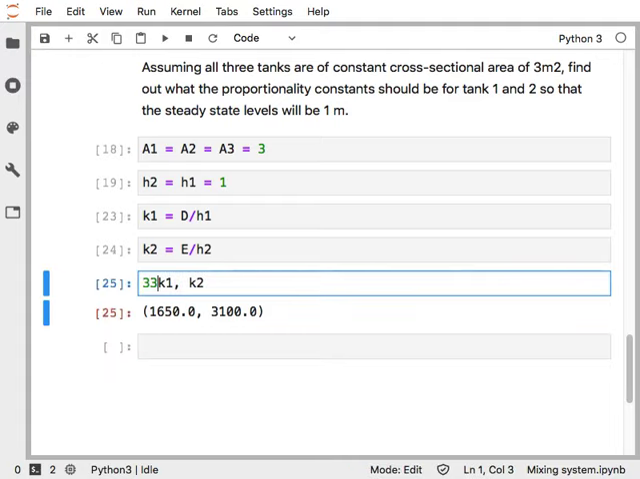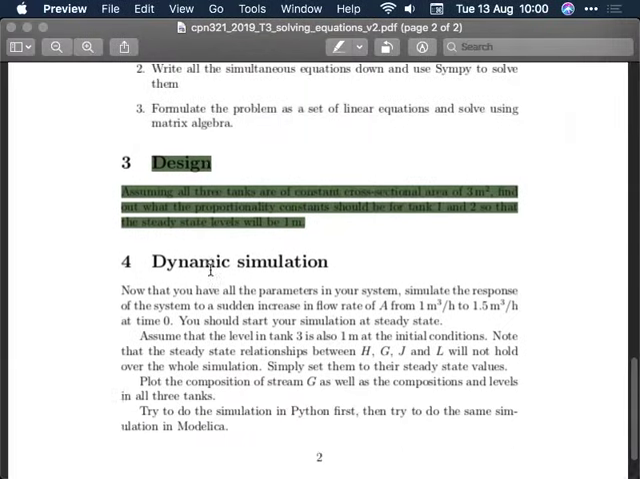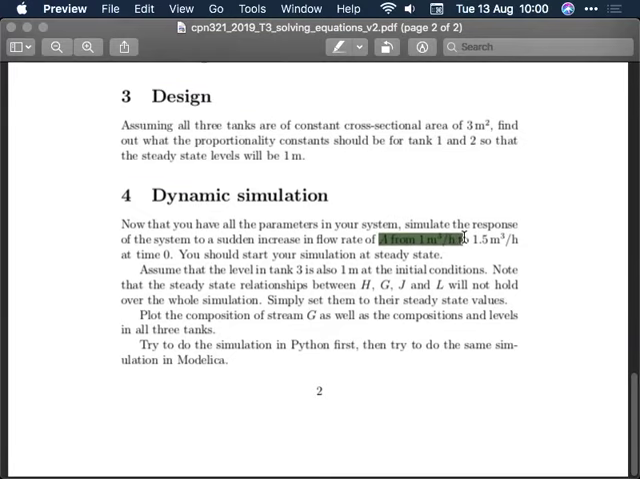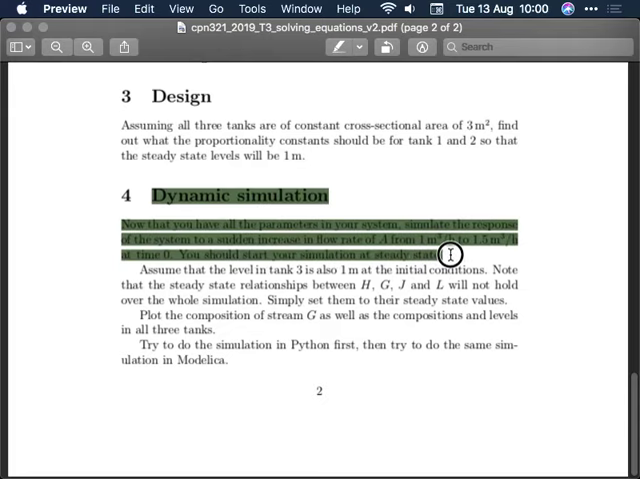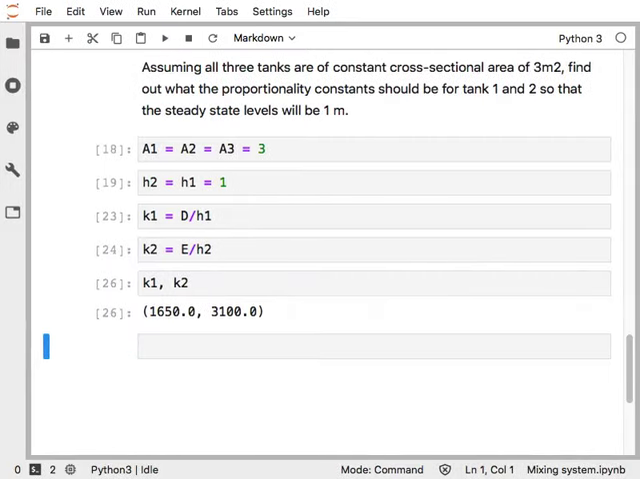So the last piece that I'm going to do is the dynamic problem. So now that we have all of this stuff, model an increase of flow in A from 1 meter to 2 meters, or 1 to 1.5. Assume that the level in tank 3 is also 1 meter at the initial conditions. And we can't assume this HG, JK, JL relationship in our simulation.